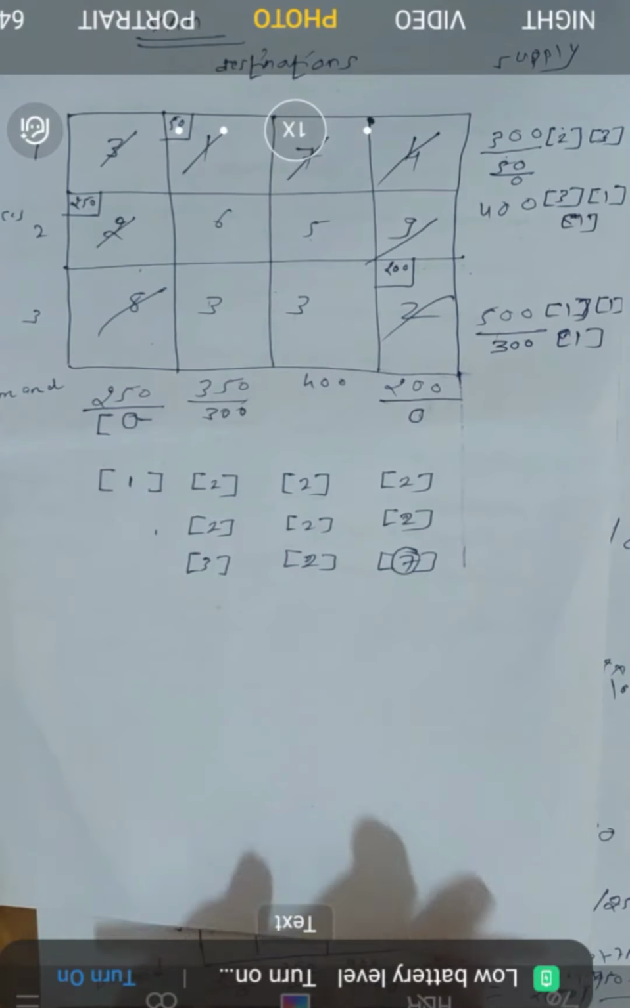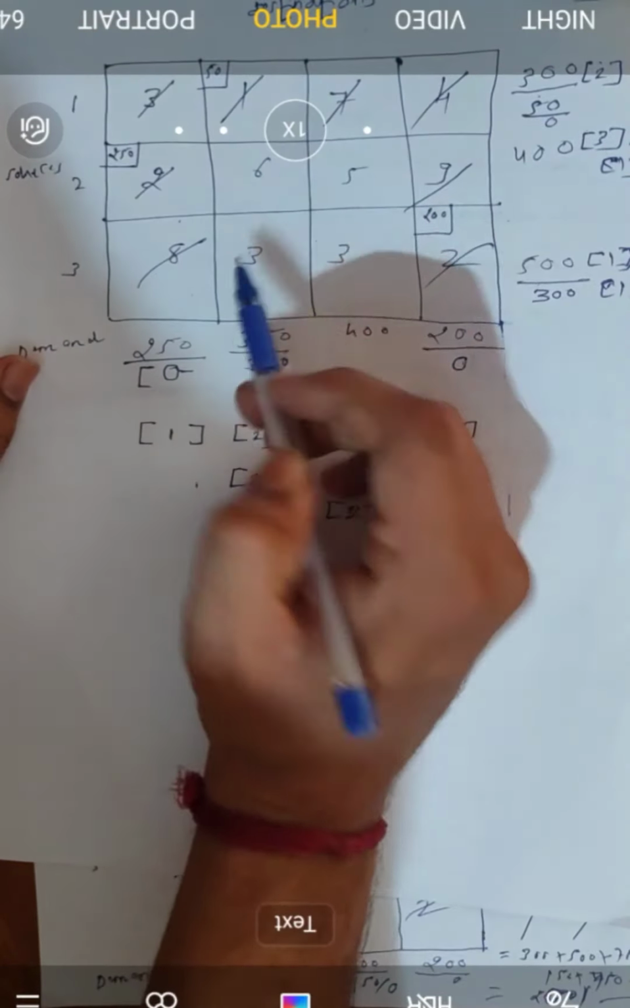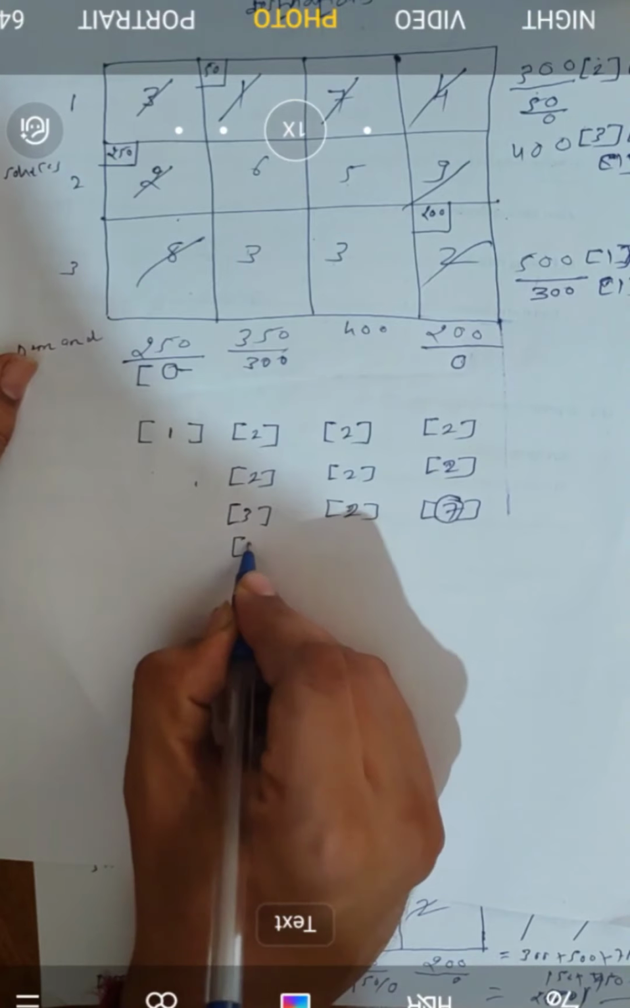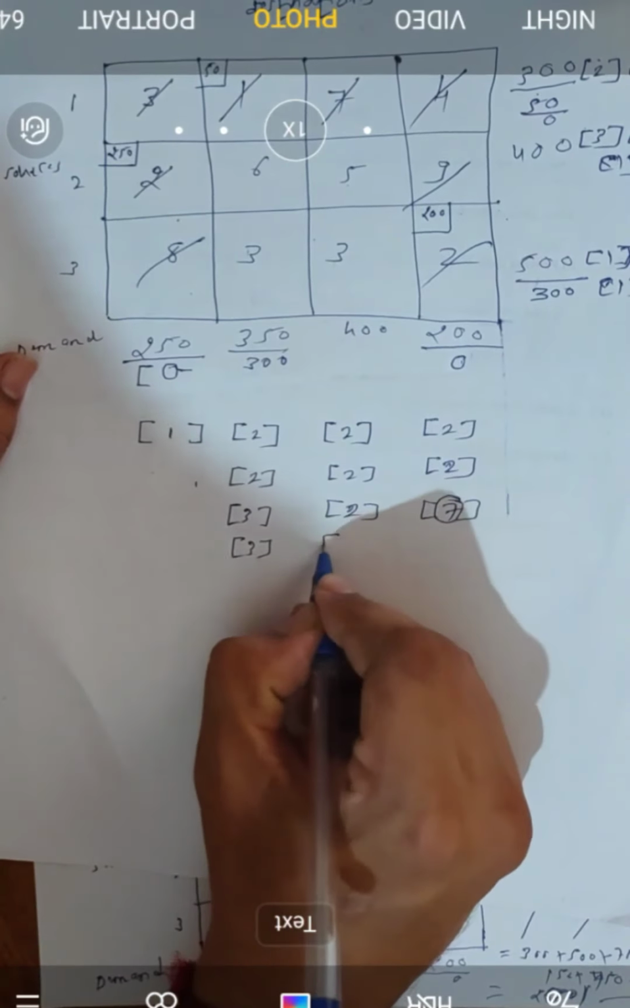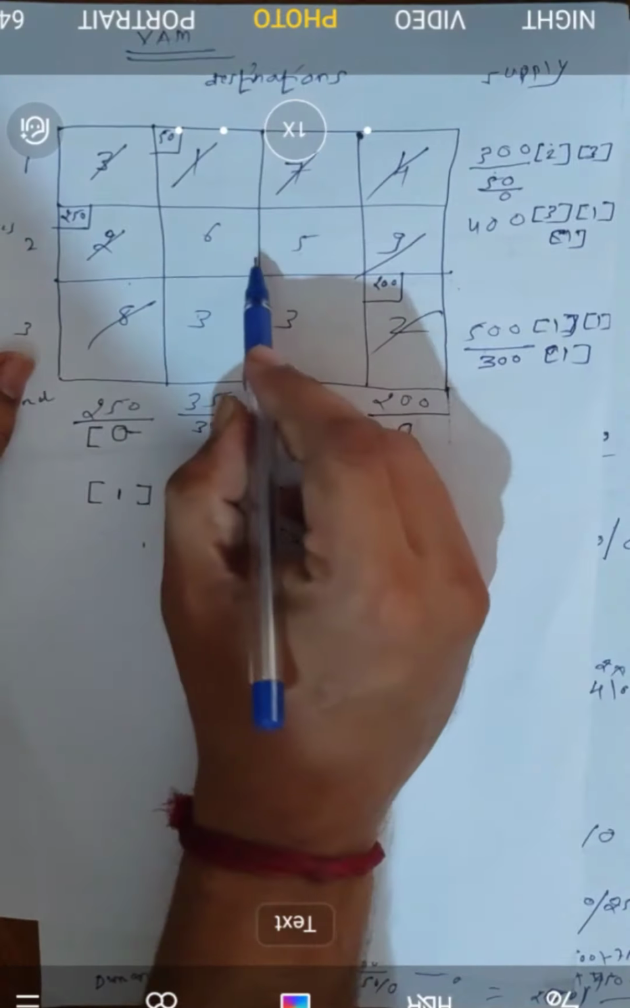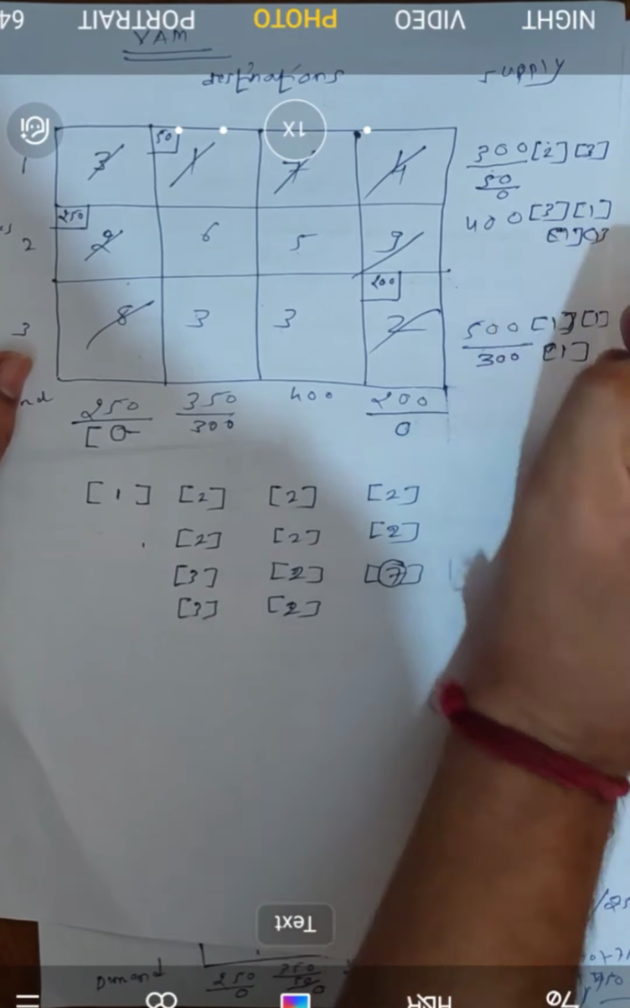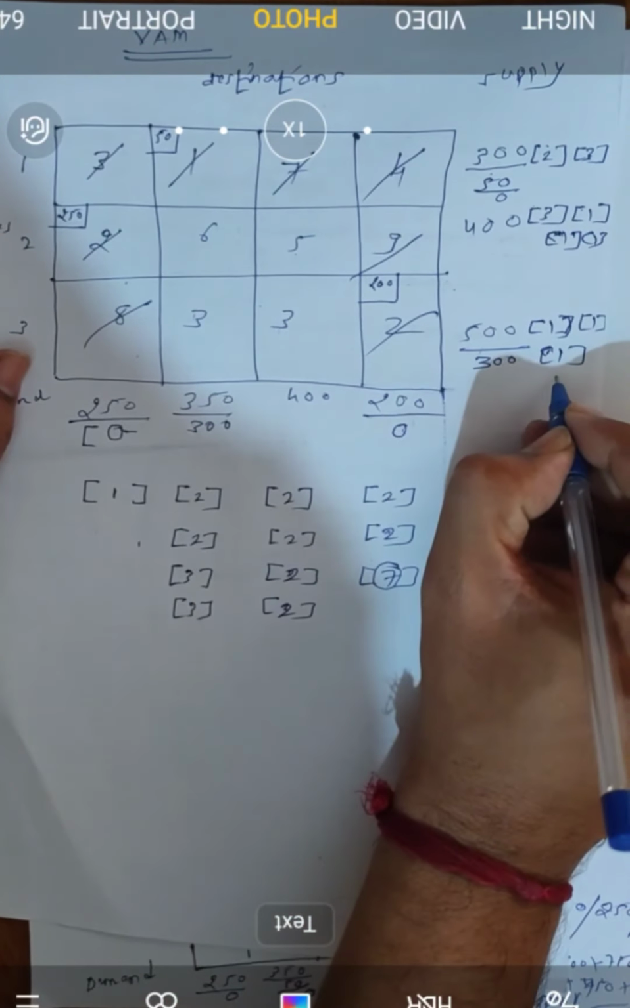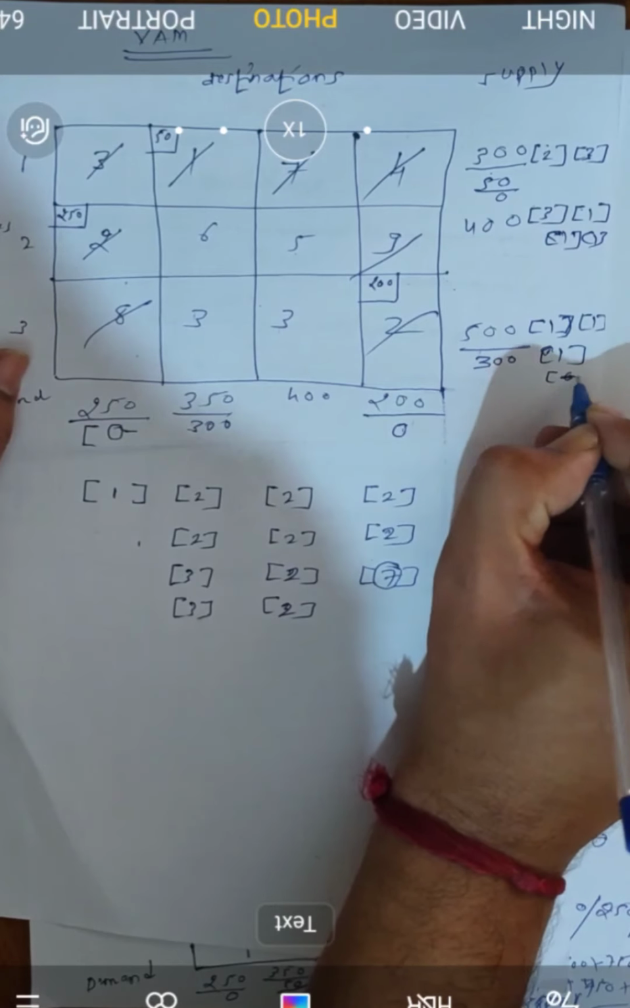Now 4 elements are remaining. So again I am going to find out the difference. 6 minus 3 will be 3. 5 minus 3 will be 2. And here 6 minus 5 will be 1. 1 minus 1 will be 0. So 0. So just keep that nil.